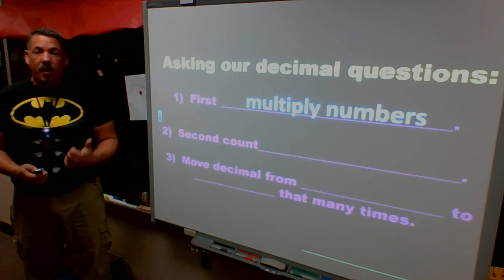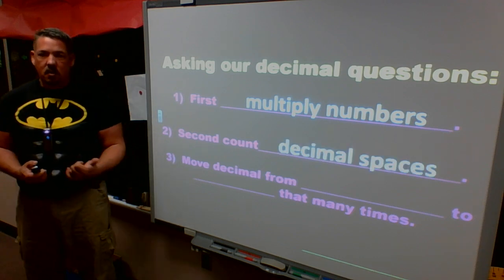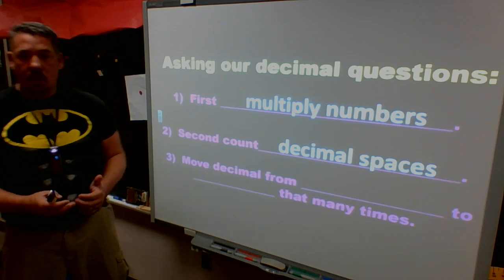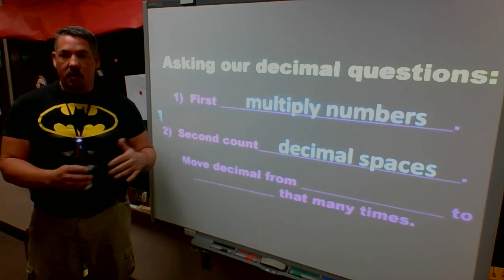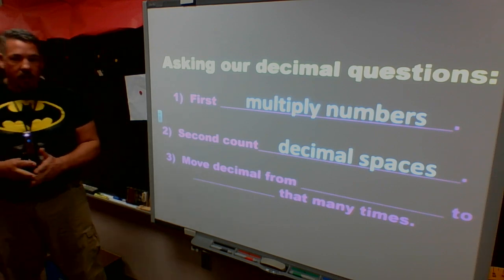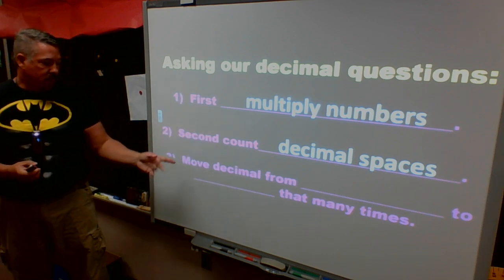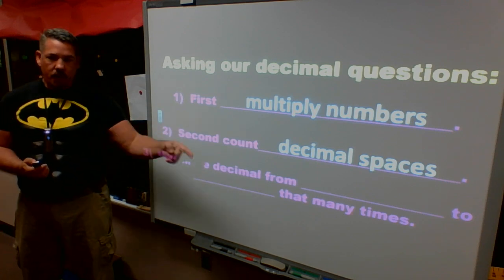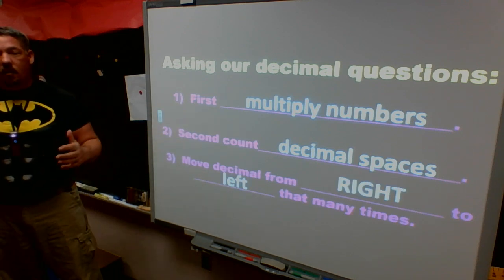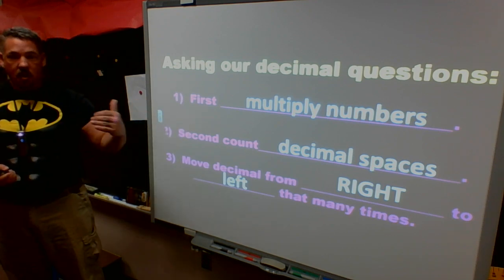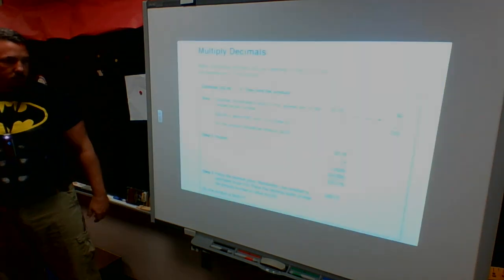My second thing is I want to count my decimal spaces. Once again, not my decimal points, my decimal spaces. How many decimal spaces are behind each of the decimals together in my multiplication problem? Then, once I know my decimal spaces, I move my decimal down below in my answer from right to left, however many times. If there are 2 decimal spaces, I move it twice. If there are 5 decimal spaces, I move it 5 times.